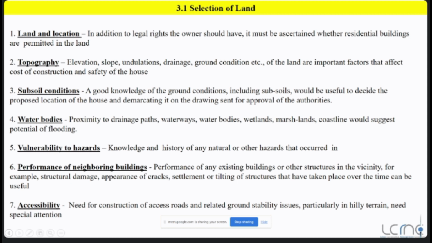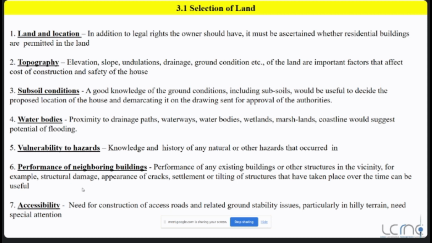Number 7, accessibility. If you have all of criteria 1 to 6 satisfied, but you don't have proper access to that particular land, what will happen? No usage. There should be proper access roads, and the land should be free of ground stability issues. That means you need to check over a period of time whether there will be any ground stability problems, that is, ground subsidence conditions and expansive soil conditions.